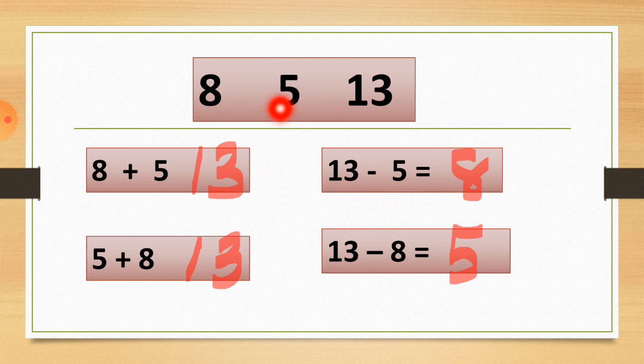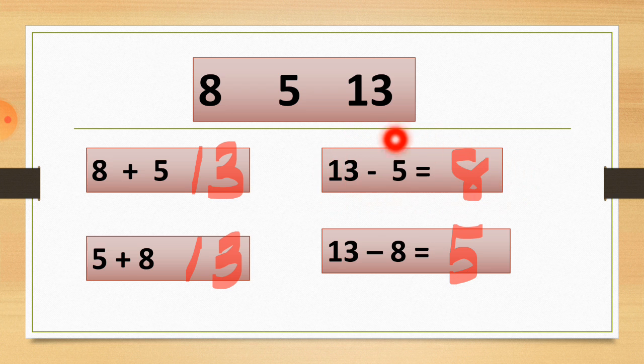Here is 8, 5, 13. So here 8 plus 5 is equal to 13. Here also 5 plus 8 is equal to 13. In the next one, 13 minus 5 is equal to 8. So here also our family is complete.